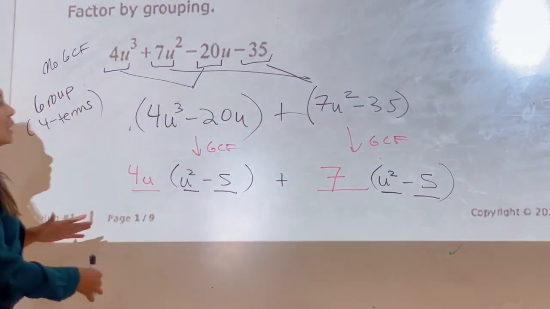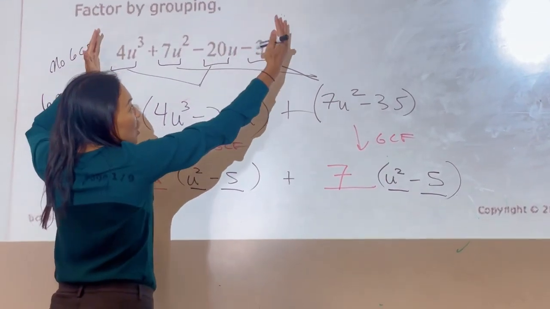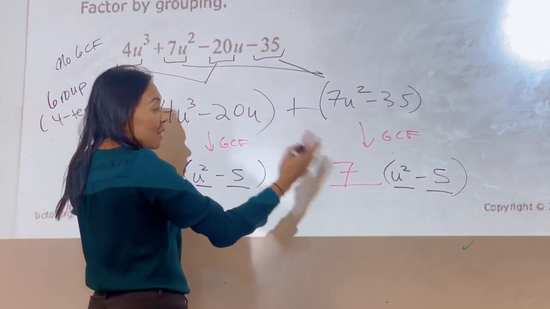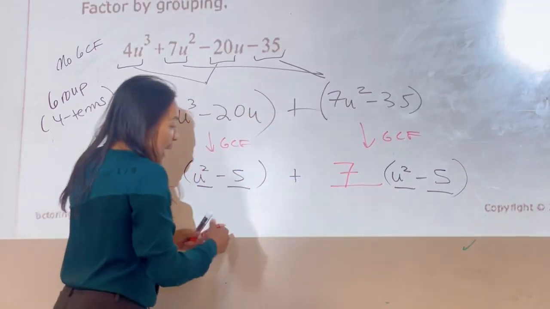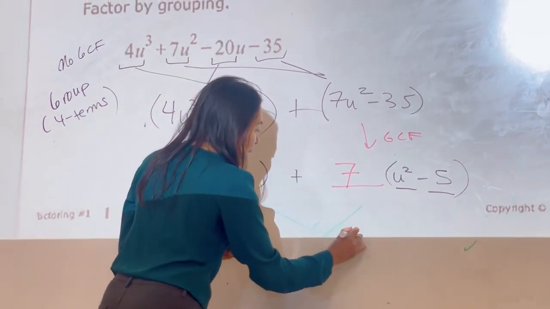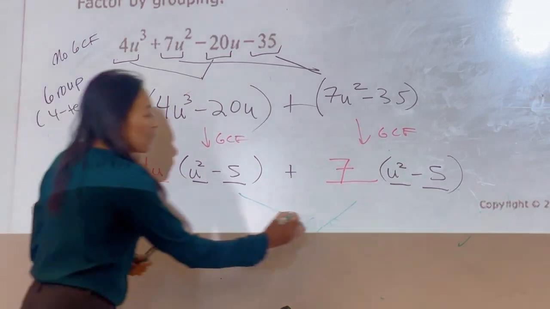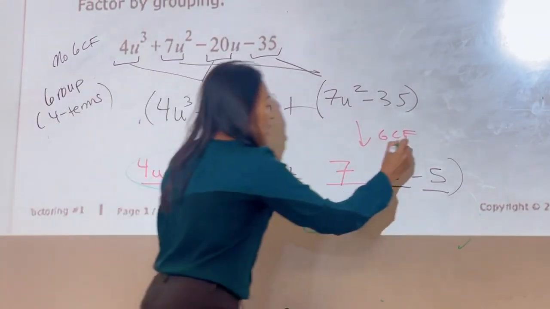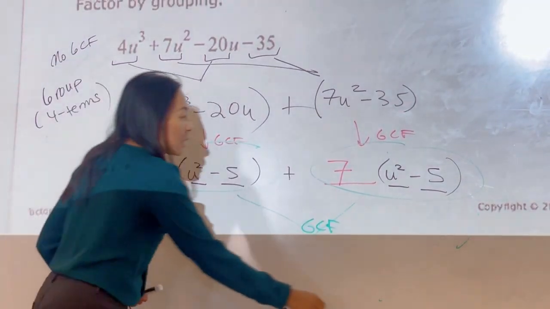So now, even though them as 4 individuals did not have a GCF, when we put them into 2 groups, they had a GCF, and now as these 2 groups, now we have a GCF out of both of them. So out of both of these, I could pull out a GCF. Right? I have a GCF now out of these 2 groups. Here's my group 1, and here's my group 2. What's my greatest common factor? What do they both have in common?